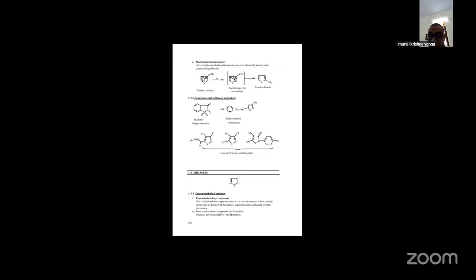Next one is thiazoles. General method for synthesis of thiazoles. In thiazoles, the unsaturated five-membered ring has sulfur and nitrogen atoms at the 1,3 positions. General method for thiazole from alpha halo compound: alpha halo compound reacts with thioamide to form the thiazole product. Next, alpha haloketone reacts with an ammonium salt under refluxing ethanol to form thiazole.